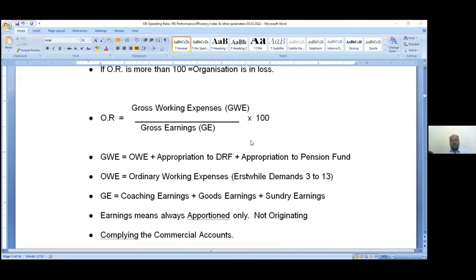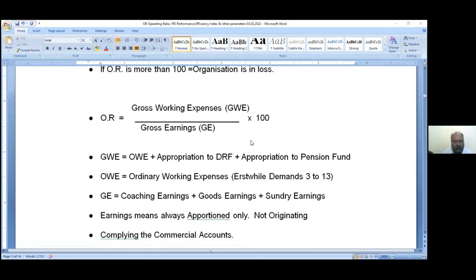Operating ratio is equal to gross working expenses, or total working expenses, divided by gross earnings, multiplied by 100. Simple. Gross working expenses divided by gross earnings multiplied by 100. See, any ratio should be multiplied by 100 to get the percentage. Then immediately, what is required is, what is gross working expenses? How to calculate gross working expenses?